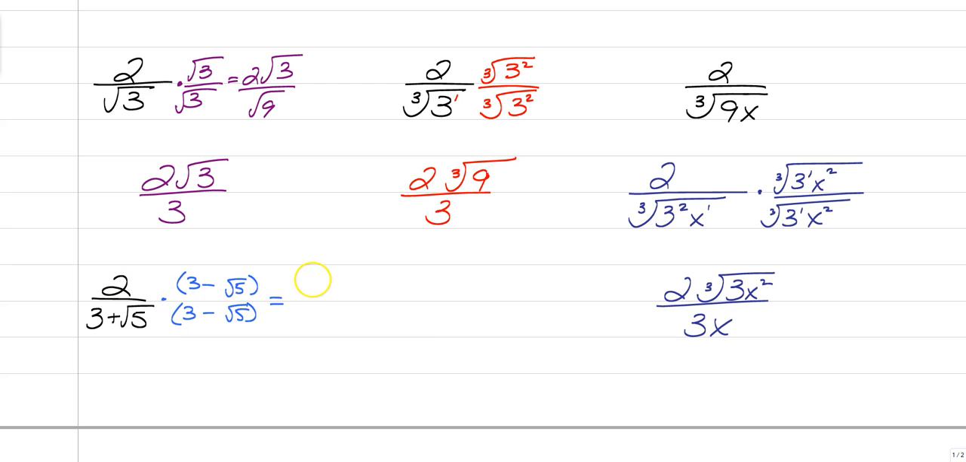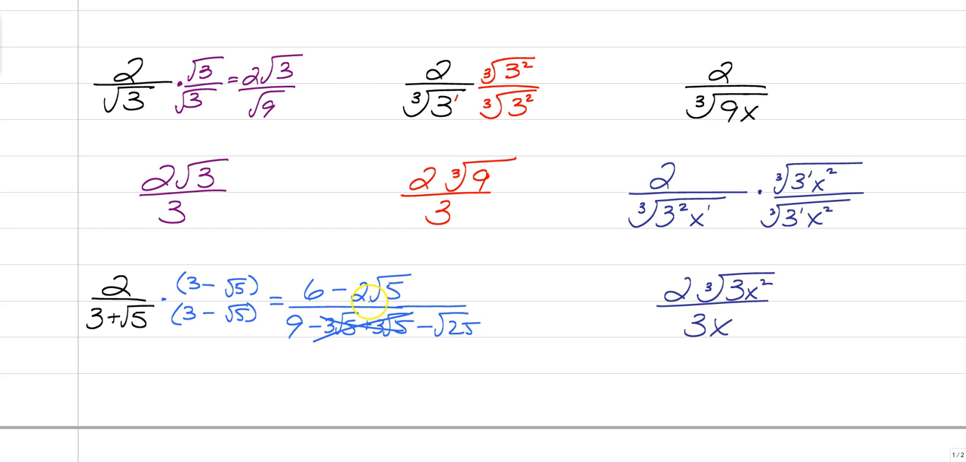So, distribute the 2, 6 minus 2 square roots of 5 over. You have to FOIL the denominator. So you have 3 times 3 is 9. 3 times a negative root 5 is negative 3 root 5. 3 times a positive root 5 is a positive 3 root 5. And a positive root 5 times a negative root 5 is a negative root 25. Remember, we can multiply. So, the reason why it's a conjugate is because those will cancel each other out.